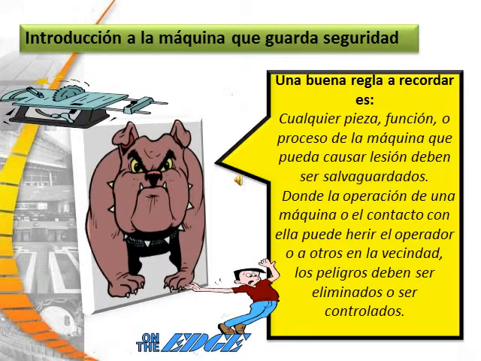Introduction to machine guarding safety. A good rule to remember is any machine part, function, or process which may cause an injury must be safeguarded. Where the operation of a machine or contact with it can injure an operator or others in the vicinity, the hazards must be either eliminated or controlled.